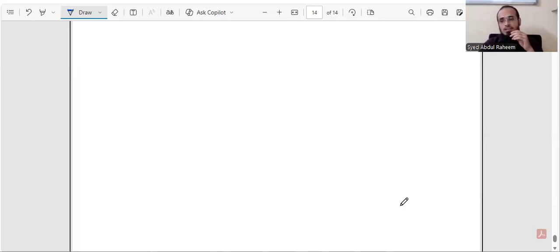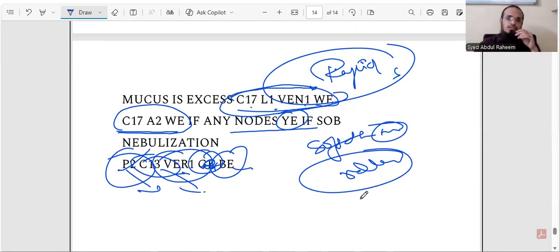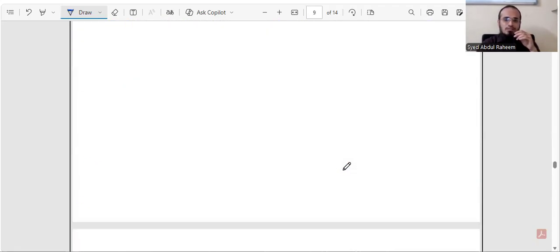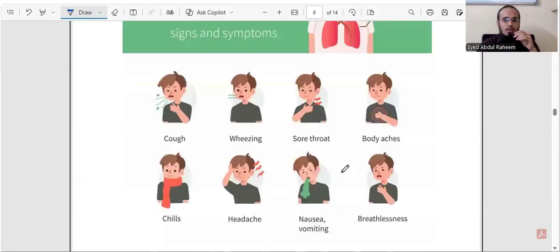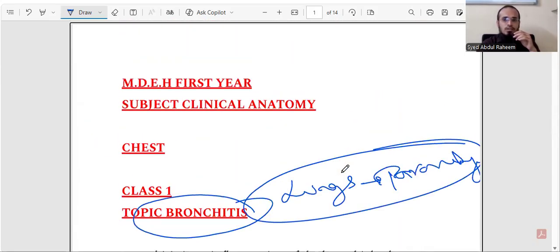Chronic cases have to be checked very carefully for other reasons also. Sometimes there is an issue, and here it will confuse you. So just go through this treatment, management, and the other symptoms of bronchitis. I hope you understood about bronchitis. If anyone has any doubts, kindly ask.